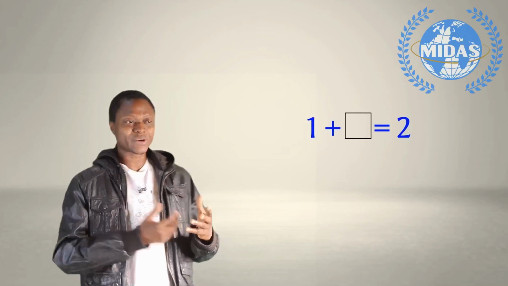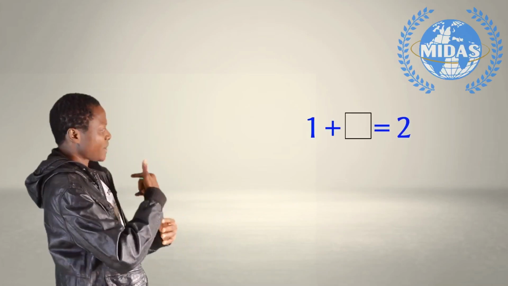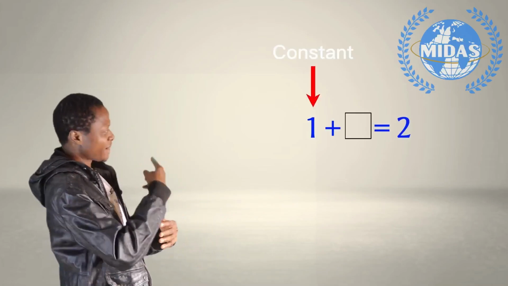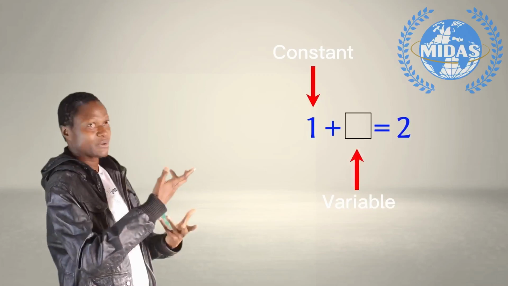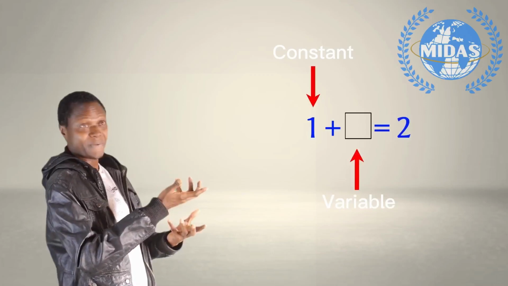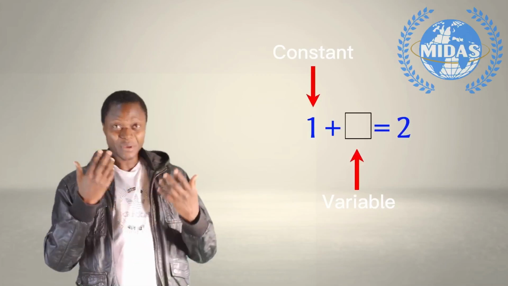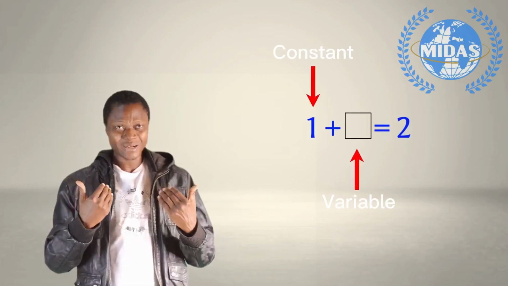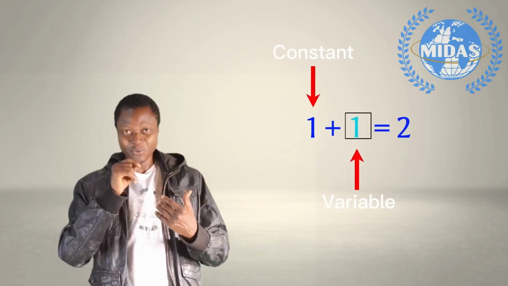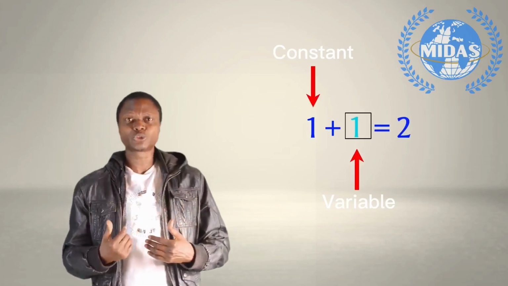Because they are telling you that we already know the answer. The answer is 2 and we know 1, which is our constant. But now we have this box, which is our variable, because we don't know what it is. It can be anything. So 1 plus box is equal to 2. What is in the box? And even as children, we were clever enough to know that, yeah, the box should be 1 because 1 plus 1 is going to give us 2.